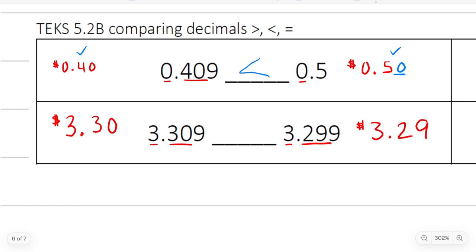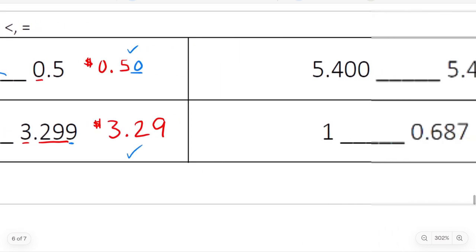Now, even though both sides have a number in the thousandths place, I'm not even going to look at it because first I want to look at it just like if it was money. And if this was money, I know that $3.30 is more than $3.29. So I already found my answer. I don't even have to go into the thousandths place. I already found my answer just by thinking of it like money. So let's go to the other side and keep doing some more.